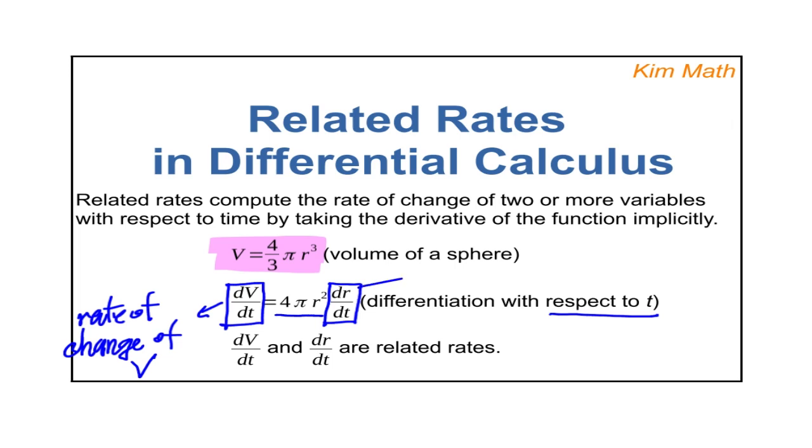And also this is the rate of change of the radius. So we have two rates inside a single equation, right? That's why we say these two rates are related rates. Okay? And using this concept, we can solve a lot of very interesting situations.